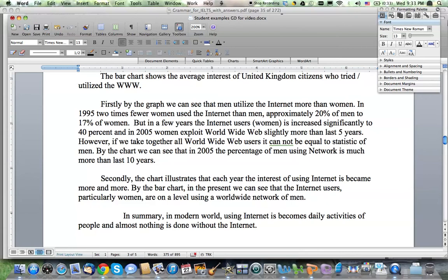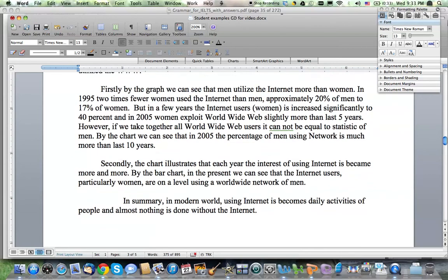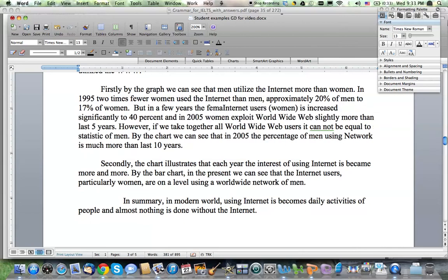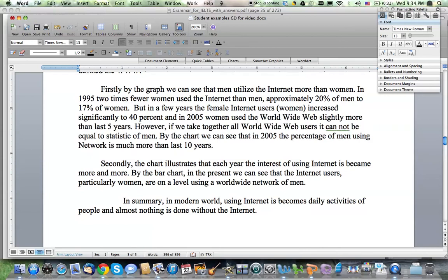But in a few years, the internet users, women, is increased significantly. Why don't we just say the female internet users, not is increased, simply increased significantly to 40%. And in 2005, women exploit, let's say, use the World Wide Web. We need an article, the World Wide Web, slightly more than last 5 years. We need to say slightly more.